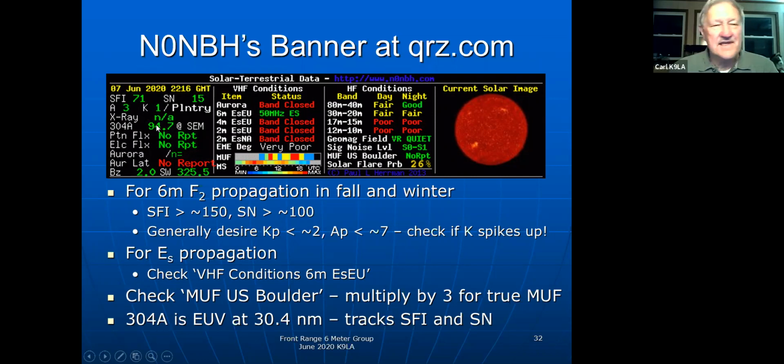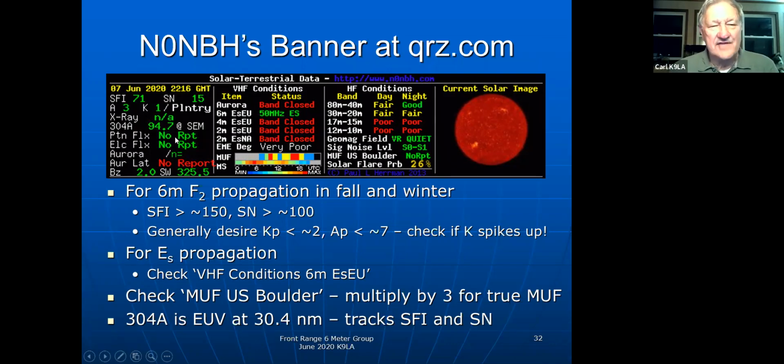304A, that's the ionizing radiation at 304 angstroms, which is 30.4 nanometers, which is responsible for about 60% of the F2 region. It can vary from probably 90 up to 300 or so. So this is just telling us we're at solar minimum because everything's down at the bottom.